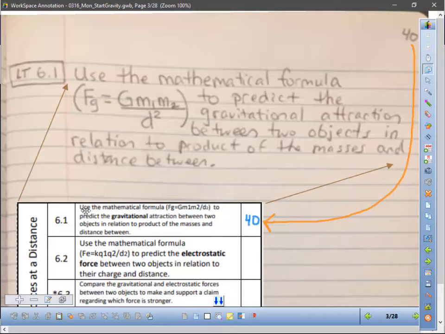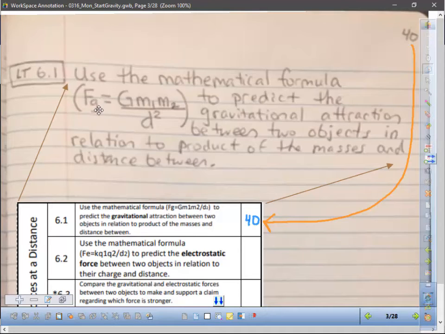So you're going to copy this learning target on page 40, just so we can all start on the same page and be consistent. We all turn to page 40 and copy this learning target from here onto the top of your page, page 40, learning target 6.1. Use the mathematical formula to predict the gravitational attraction between two objects in relation to the product of the masses and distance between. Here's our equation.